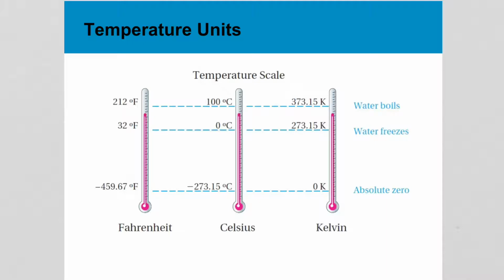So if you look at this, you can see how it relates. So Celsius is 100 degrees to boil, while Fahrenheit is 212. Kelvin is 373.15. Water freezes at 0 for Celsius, 32 degrees Fahrenheit. It's 273.15 for Kelvin. And then absolute 0 in Celsius is negative 273.15 or negative 459.67 degrees Fahrenheit.